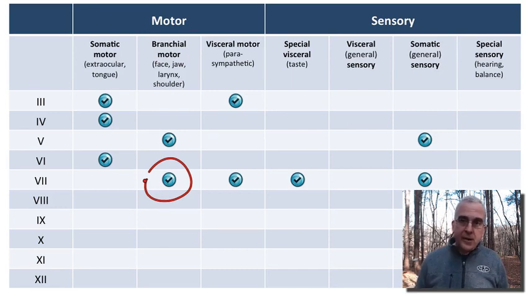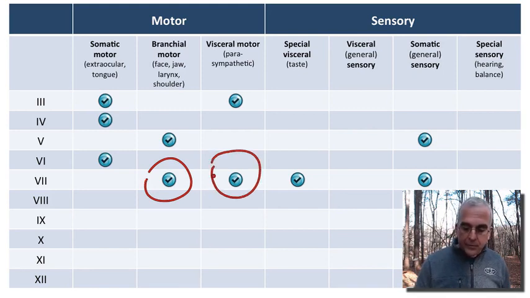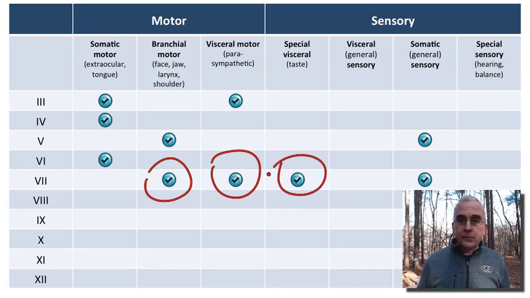There is also a parasympathetic outflow to numerous glands in the cranial region, the lacrimal glands as well as the salivary glands, except for the parotid, which is supplied by a different nerve. So that's the parasympathetic outflow from the facial nerve. There's a special visceral signal coming from the anterior two-thirds of the tongue that passes through the facial nerve. So this is information about taste or gustation conveyed via the facial nerve. And then there is a general somatic sensory component derived from a small patch of skin in the ear.